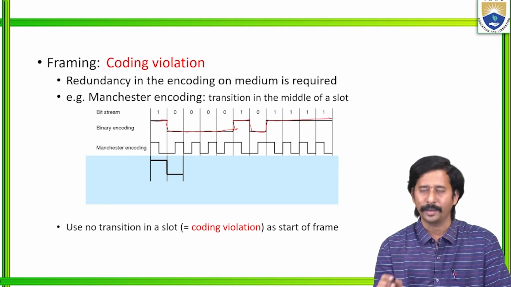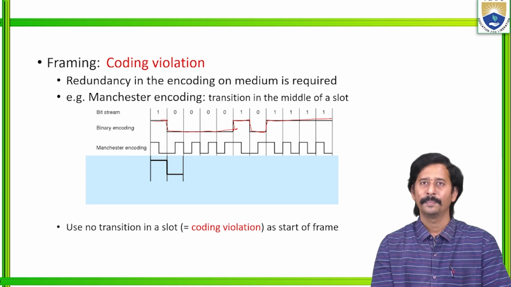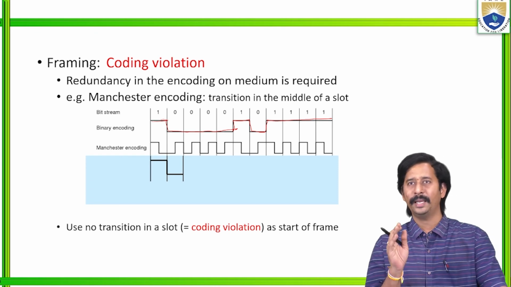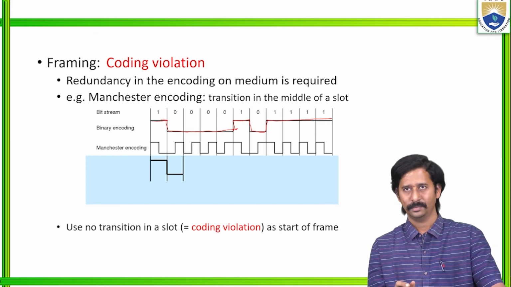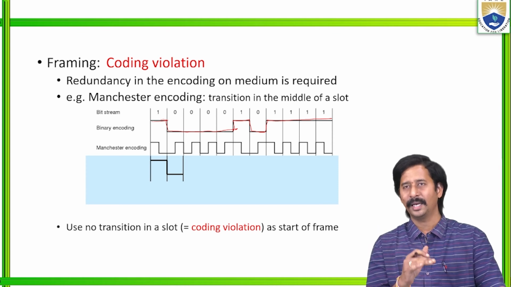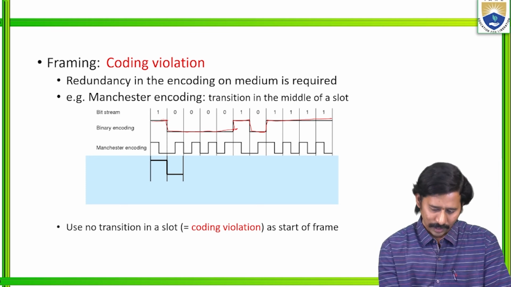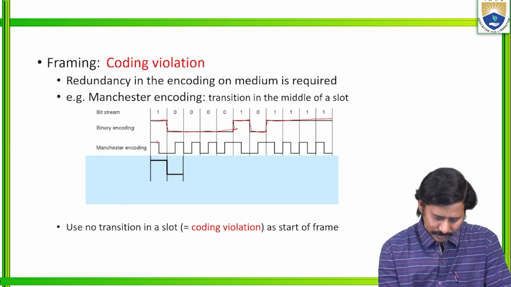1 means on. That is the binary encoding. Whereas in the Manchester encoding, each and every bit is divided into equal parts by a transition. So there is a transition in the middle of a slot. See, this is the middle. So Manchester encoding looks like this.